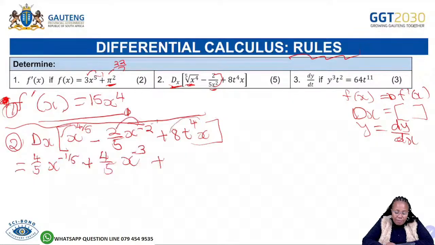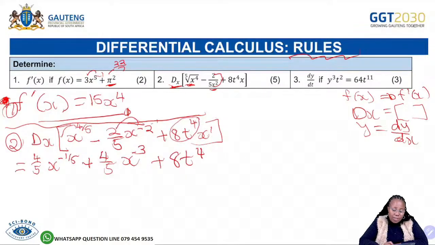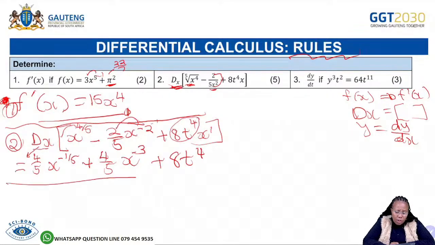Plus, you take the coefficient of x. If it is to the power 1, then it's 8t to the power 4. You cannot derive a t because we are deriving in terms of x. And look at the notation, dx is no more there when you derive. So grade 12, that is your answer for number 2.